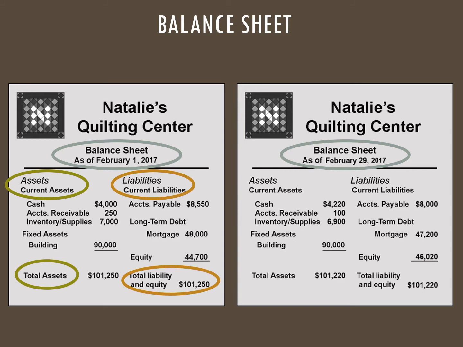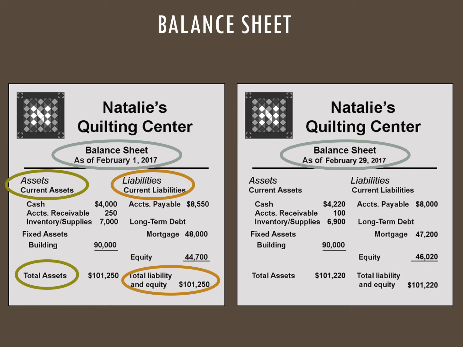And as you can see, when we move to the right, we've increased our cash assets. Our accounts receivable has decreased. Our inventory has decreased. And our assets as far as a fixed asset building has stayed the same. So overall, we've decreased a little bit as far as our line total.